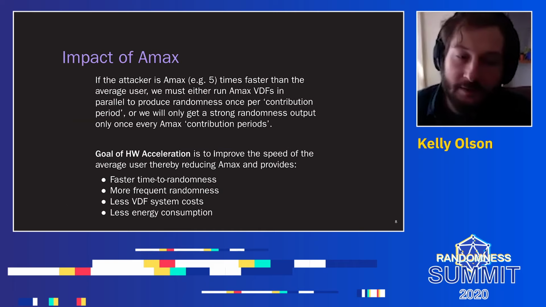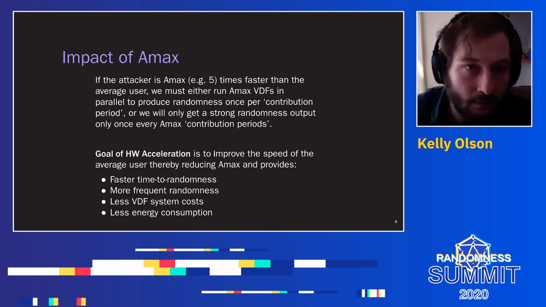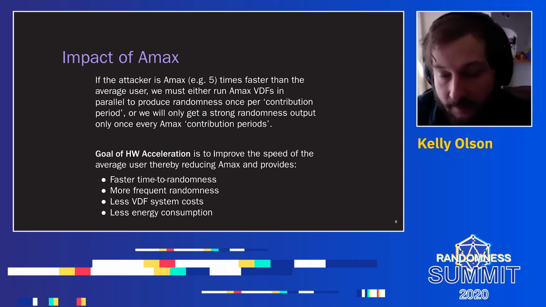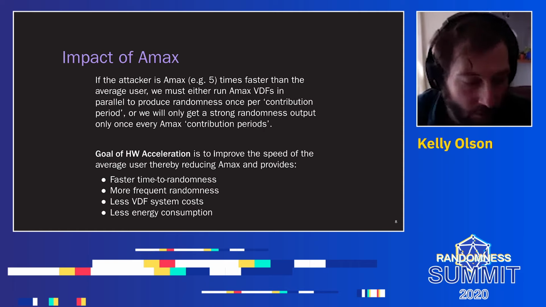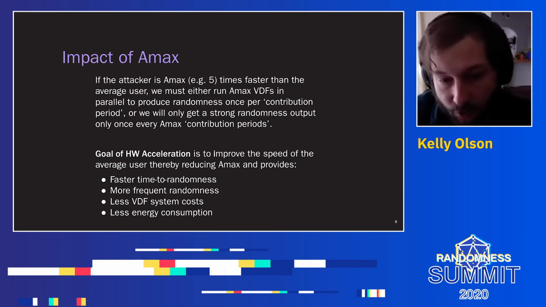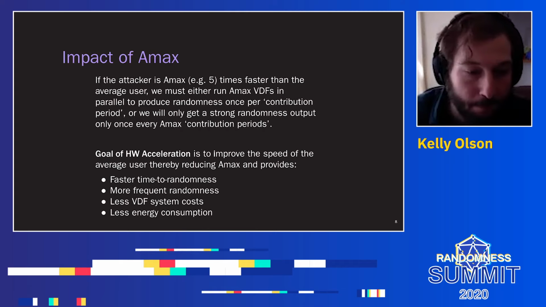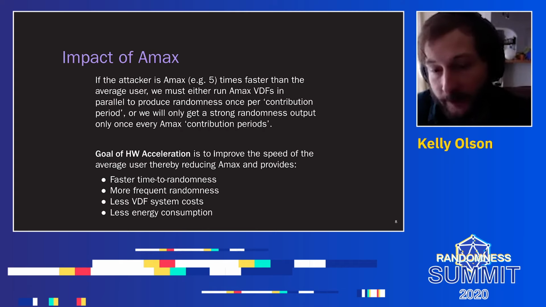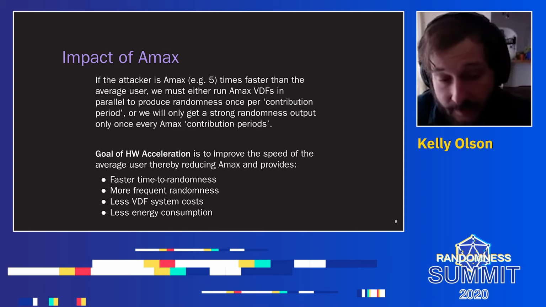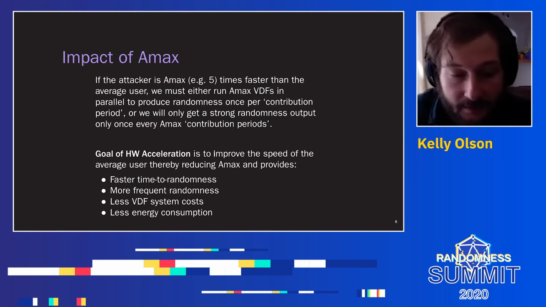So all of this effort that's gone around reducing the time to evaluate this for the average user helps in a variety of ways. One, we get faster time to randomness, so we don't have to run the VDFs as long before we get randomness output on the chain. The second is that we can get more frequent randomness for the same number of chips. The third is that we have to run less of these VDFs in parallel, which reduces the overall operational costs of running these systems.